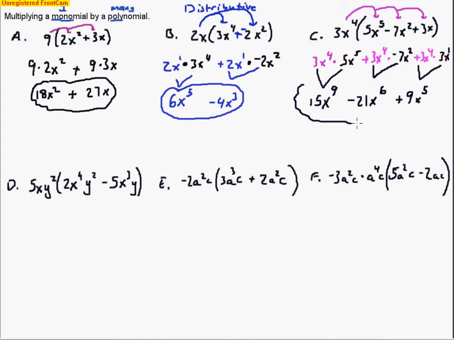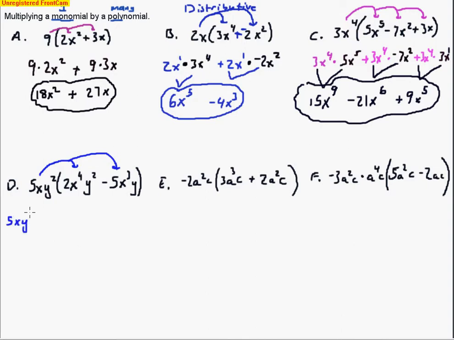We can't combine any of the terms. Even though they have the same base, they have an x, they don't have the same number of x's being multiplied. So not the same exponents. So same sort of thing on these problems. You're multiplying this monomial by each of the terms inside the parentheses. So it would look like this.